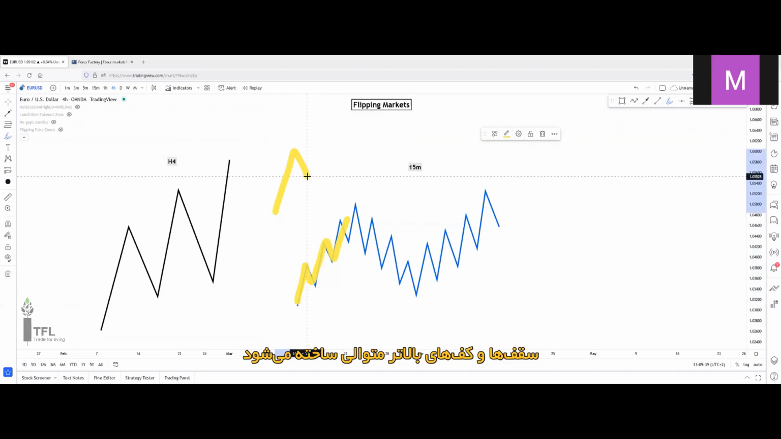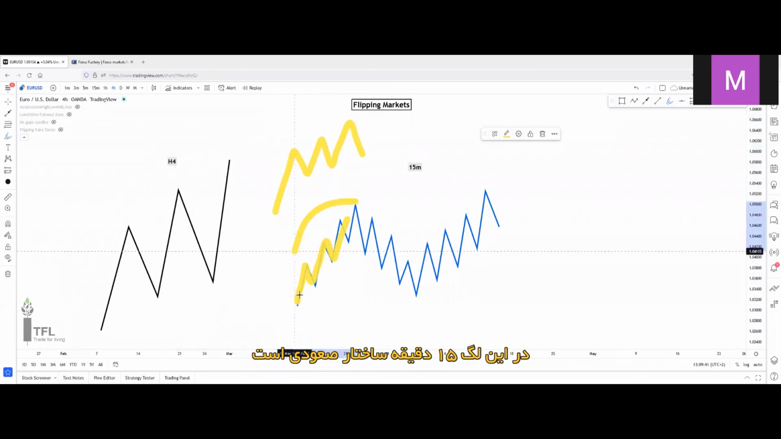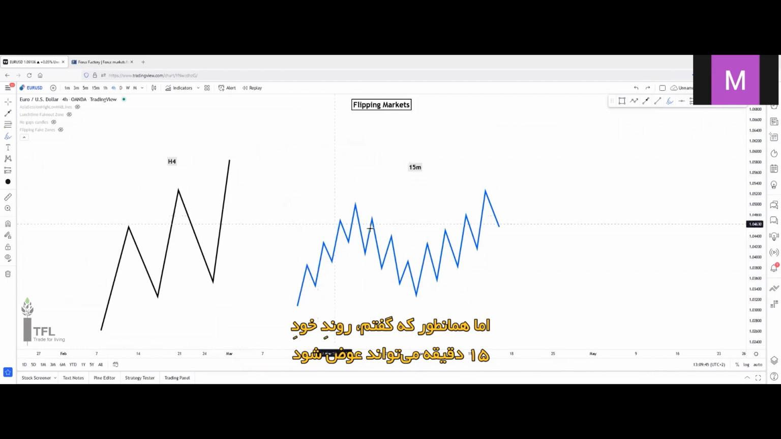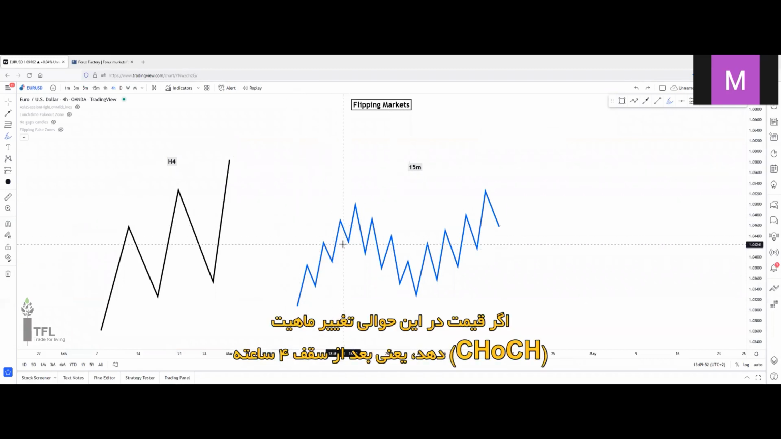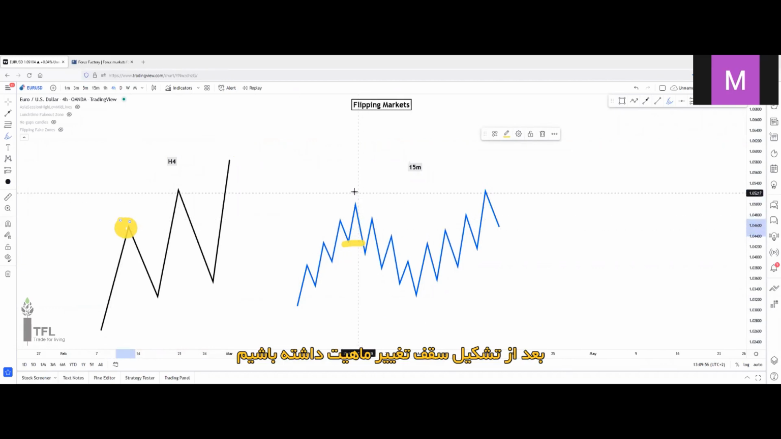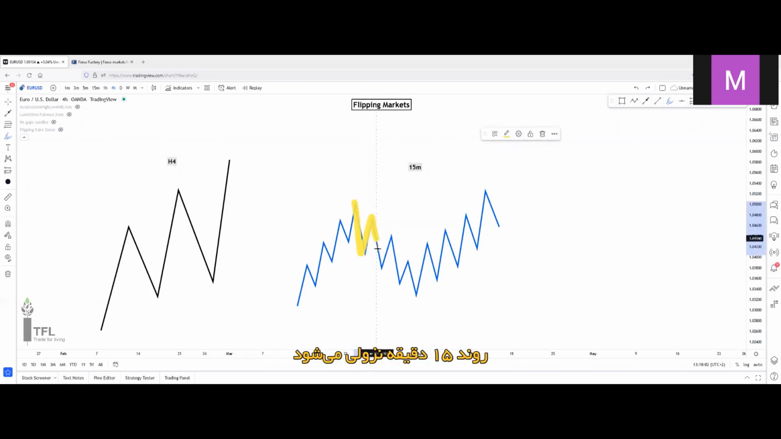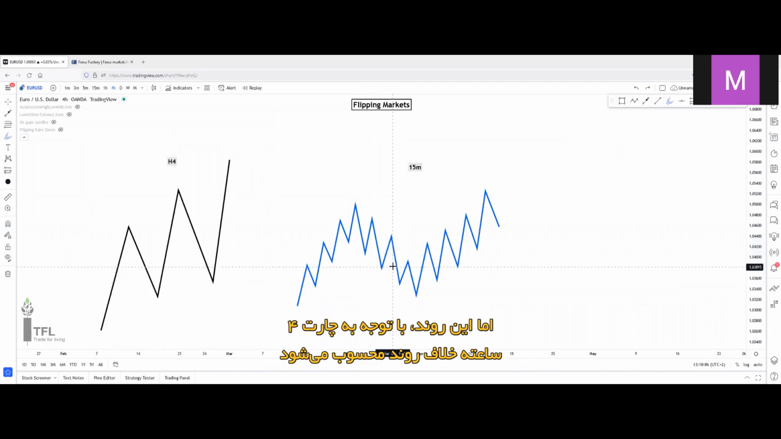Creating a series of higher highs and higher lows, on this leg of the 15-minute chart the structure is bullish. But as I said, the 15-minute chart can change its own trend back to back. If price changes character somewhere around here after reaching the 4-hour high point, the trend will change from bullish to bearish. So the 15-minute trend will change to bearish, but this trend is counter trend according to the 4-hour chart, right?